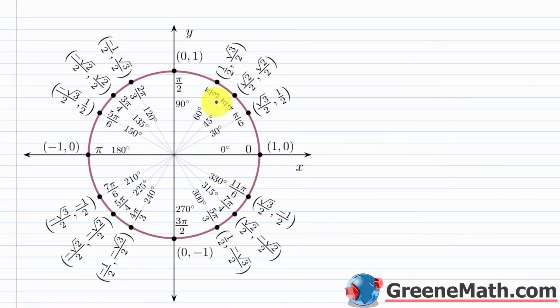Now you'll notice that you don't have a 13 pi over 3 on the unit circle. Basically it's going to be from 0 to 2 pi. So if you get something that's larger than 2 pi, you want to put it in terms of its coterminal angle that's between 0 and 2 pi. If you're working with degrees, then of course it would be 0 degrees to 360 degrees.